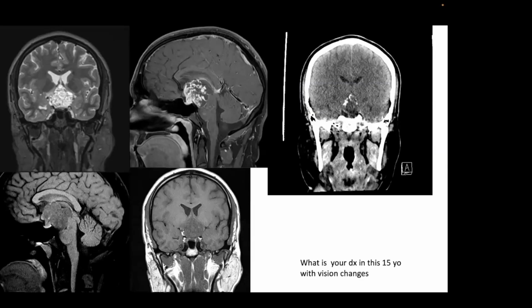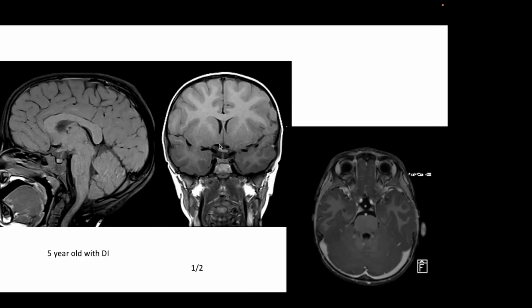This one you should all be able to get: again, suprasellar mass, calcifications, a lot of enhancement, right? So this is a 15-year-old, this is a craniopharyngioma, and all craniopharyngiomas enhance. This next one I'm just going to talk you through. This is the first scan. The history is diabetes insipidus in a 5-year-old.